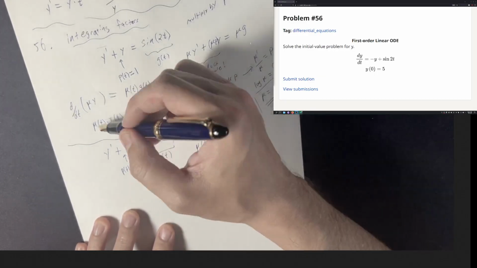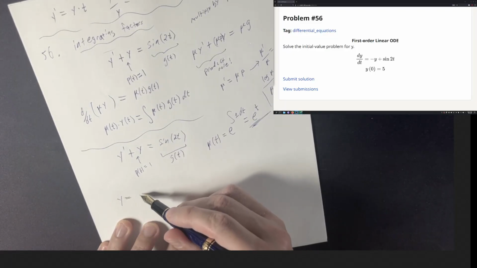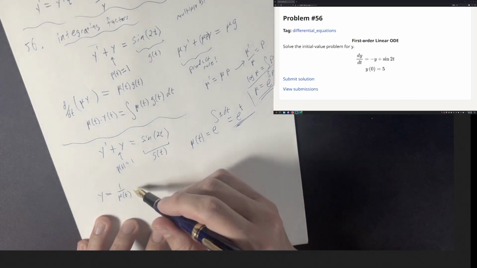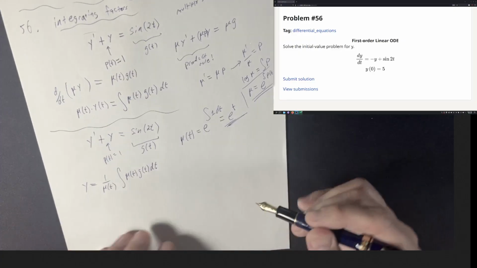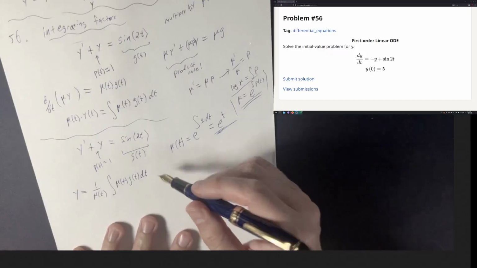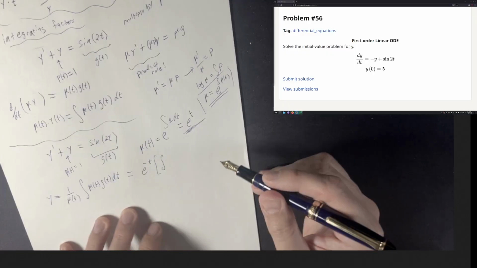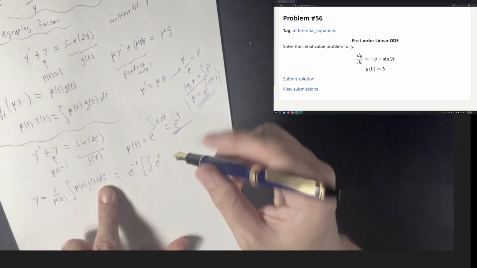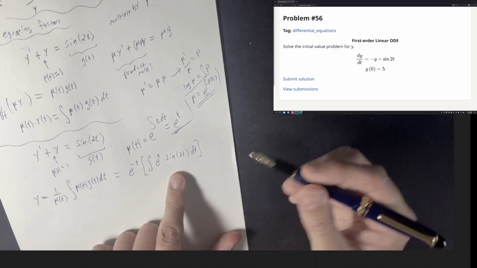And then by our formula here, the answer is basically y is 1 over mu, which is e to the negative t, I suppose, right? Times the integral of mu g. So take that integral, don't forget your plus c, and then divide it by this guy. So for us, this is e to the negative t times whatever we get when we take the general antiderivative of e to the t times the right-hand side. Oh boy, that sucks. But anyway, conceptually, that's all we have to do.